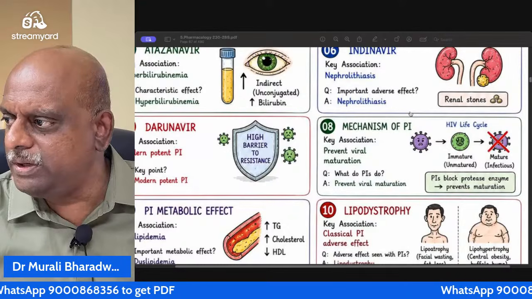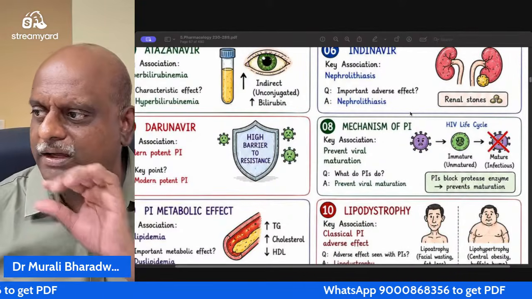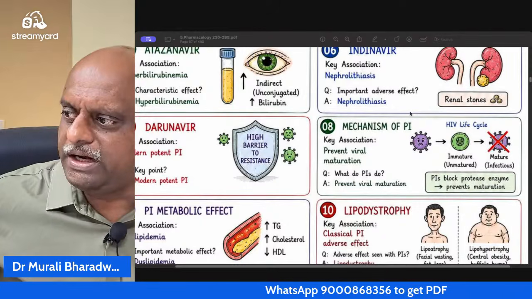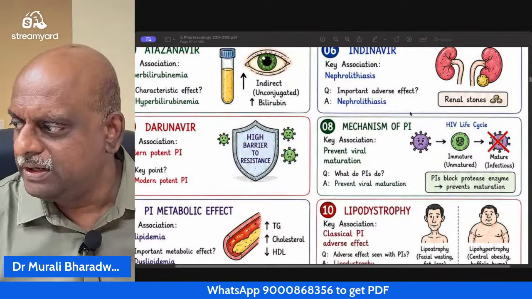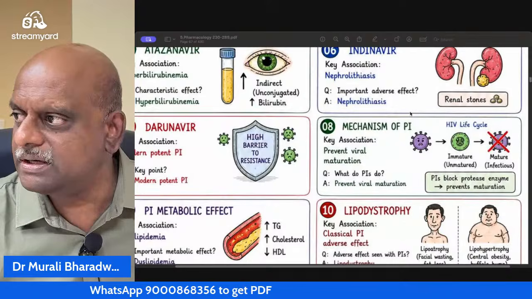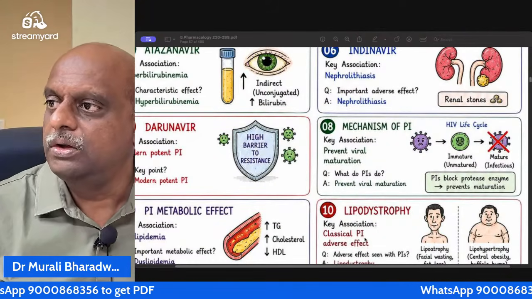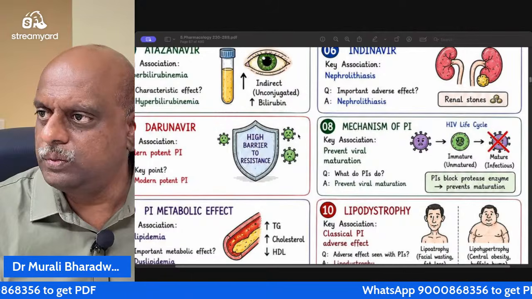Can the online students punch in whether the font of the letters is clear for you? Can you please punch? Are you able to see the slides comfortably? Good. Now, doctor.